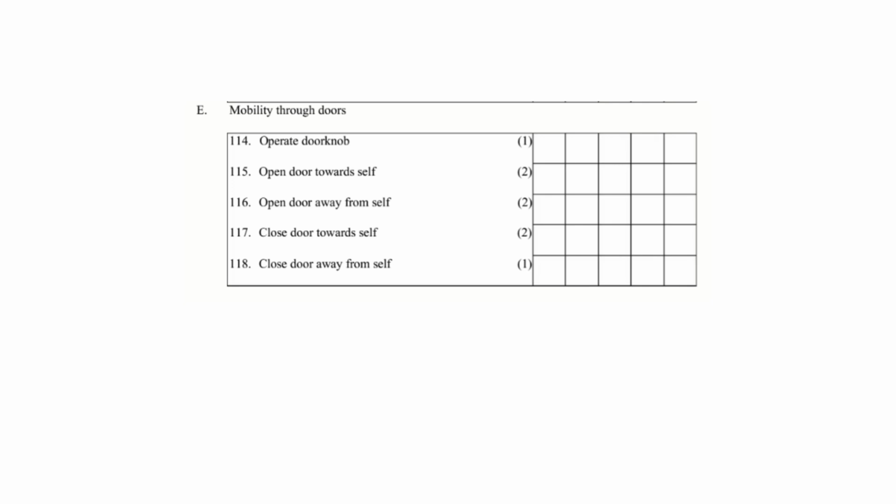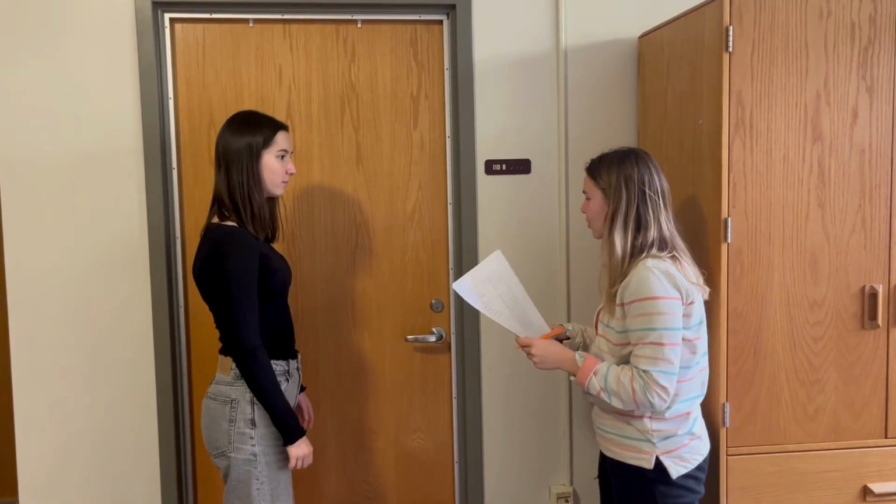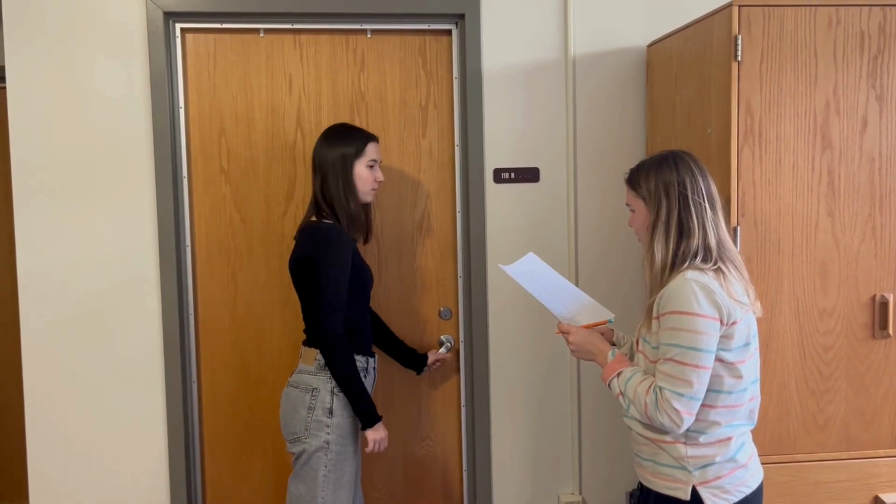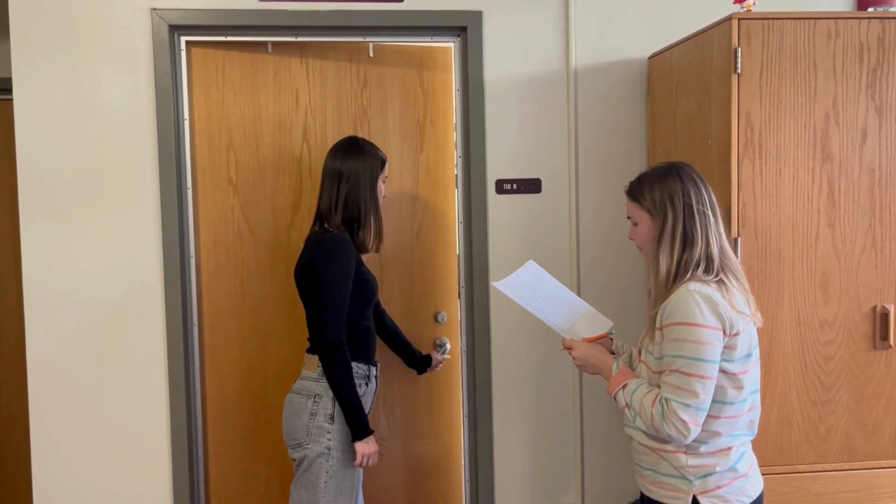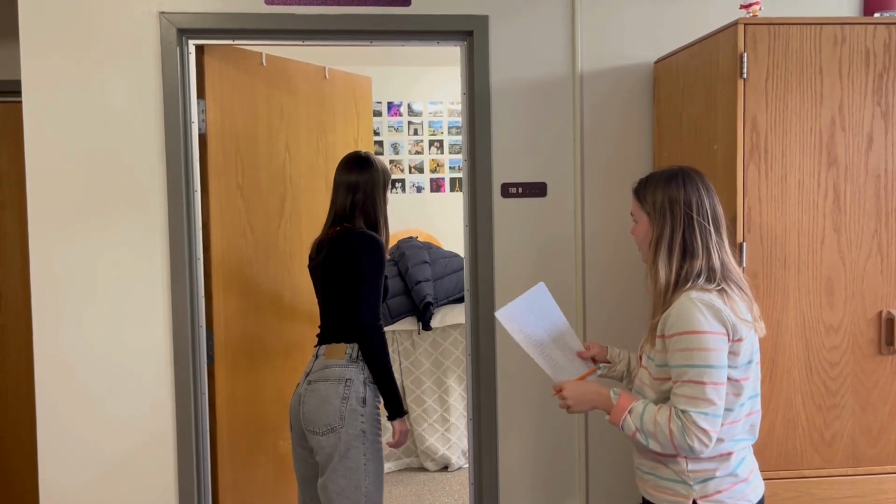The subcategory that we'll be observing is mobility through doors. This is under the domain of mobility. There are 5 different behaviors: open doorknob, open door towards self, open door away from self, close door towards self, close door away from self. You just operate the doorknob and then open door away from self and then close door away from self.